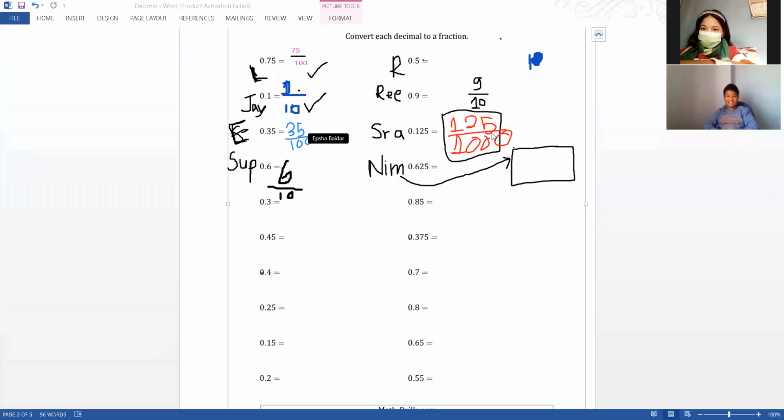Okay, everyone do the correction from the screen. Ipsa's answer is correct. Sraman's answer is correct. As many numbers after the point, that many zeros in the denominator. Good job.